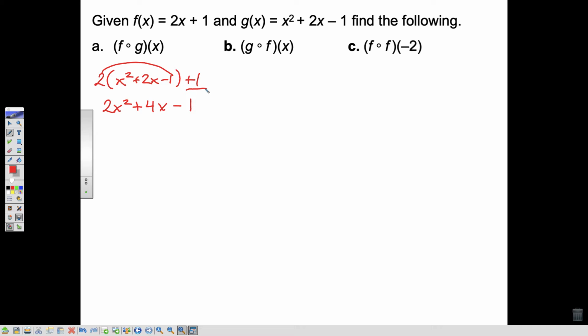So now try G composed of F. So what are you going to put in? You're going to put F into G, and this one's going to be a little bit longer.